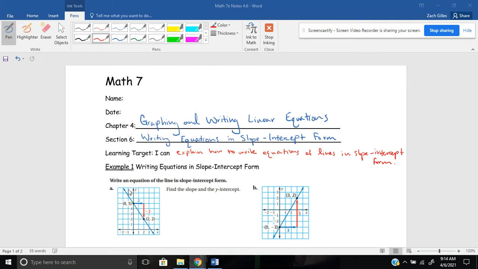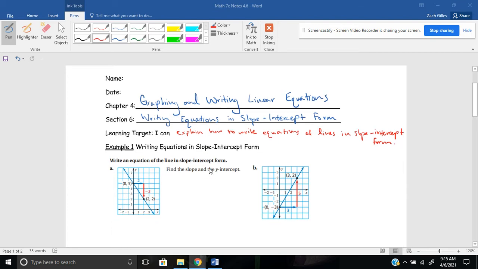So we're going to look at a graph like these here, the graph of a line, and we're going to try to write an equation from that graph. So it's kind of working backwards as to what you've already done. So you'll have a little bit of taste of this. I'm going to give you a few reminders and we'll be on our way. Our learning target today is I can explain how to write equations of lines in slope-intercept form.